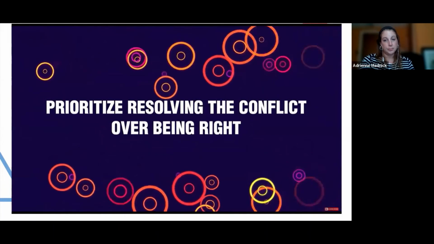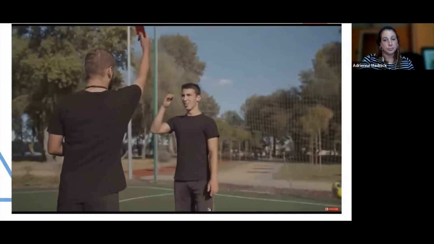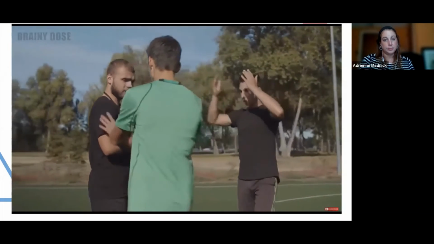Number 10, prioritize resolving the conflict over being right. You might think that someone is being unfair to you or that something just isn't right. Maybe you regard yourself as the victim of a compromise, or perhaps of some change of policy at work.